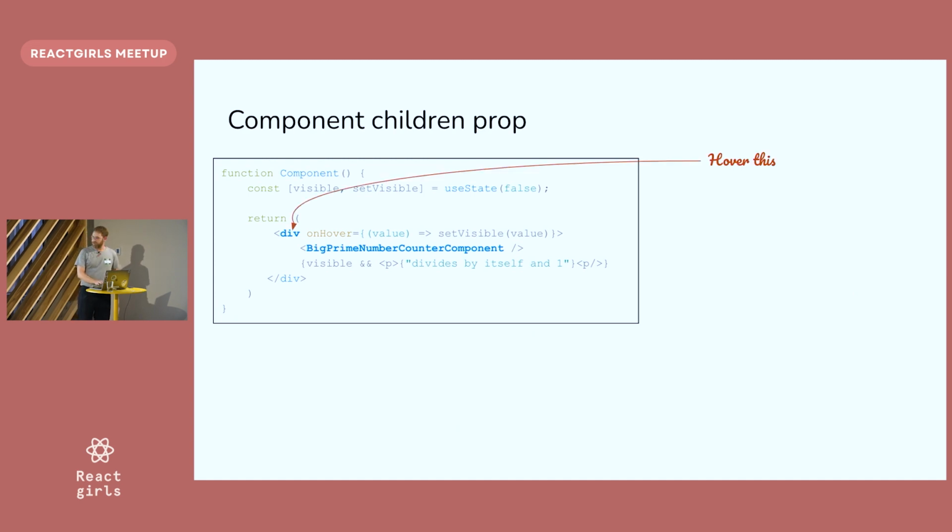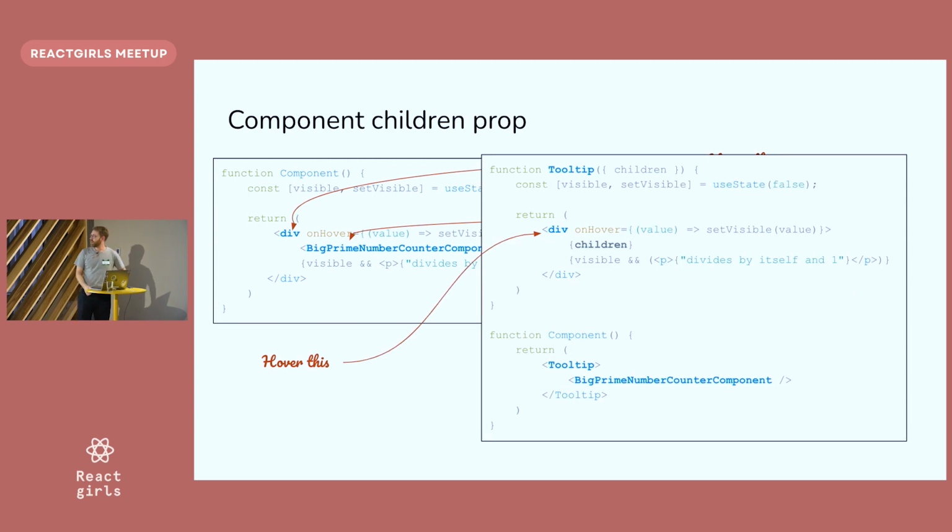And what will happen if I hover over this component? This one will render because if the state updates, the parent component will re-render, which will trigger the render of the big prime counter component.